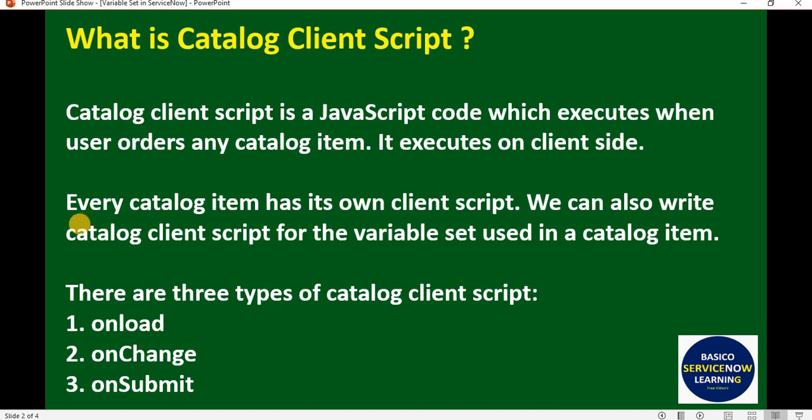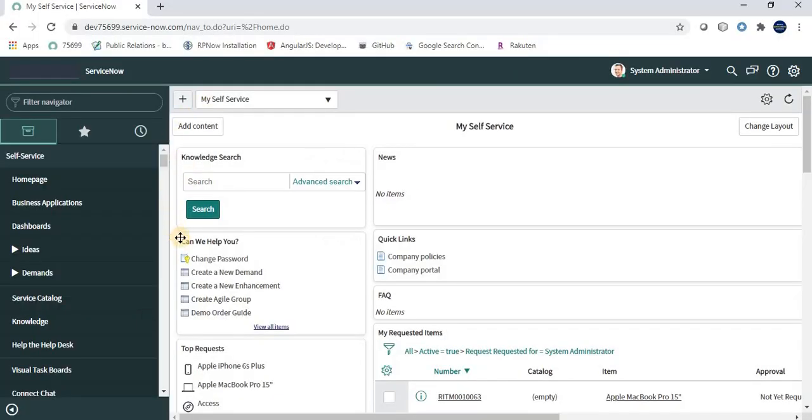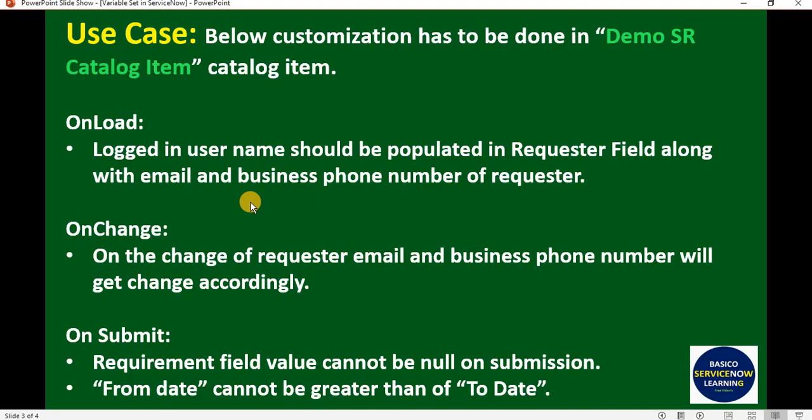Okay, so let's navigate to my ServiceNow personal developer instance. So friends, this is my ServiceNow personal developer instance. So here we are going to implement a use case. So let's see the use case also. The use case for today is that the below customization has to be done in the demo SR catalog item. Okay, so there is a catalog item in the service catalog. The name of the catalog item is demo SR catalog item. So below is the requirement which we have to customize in that particular demo SR.